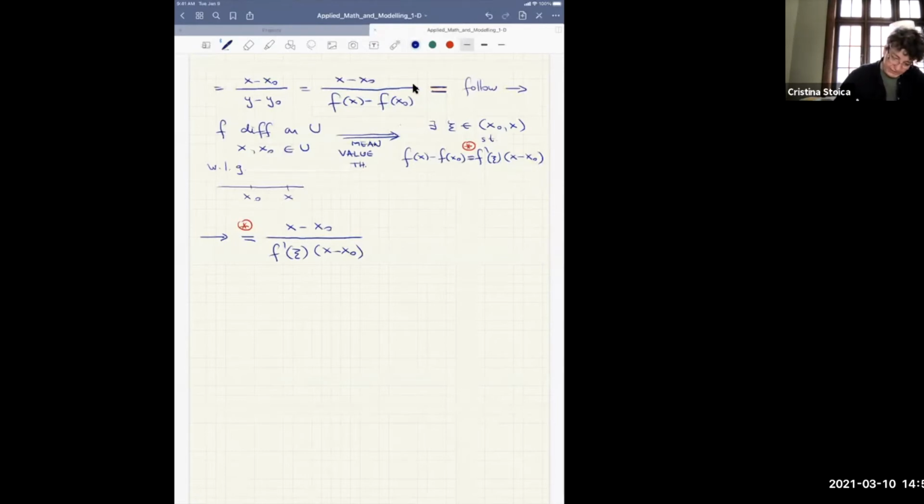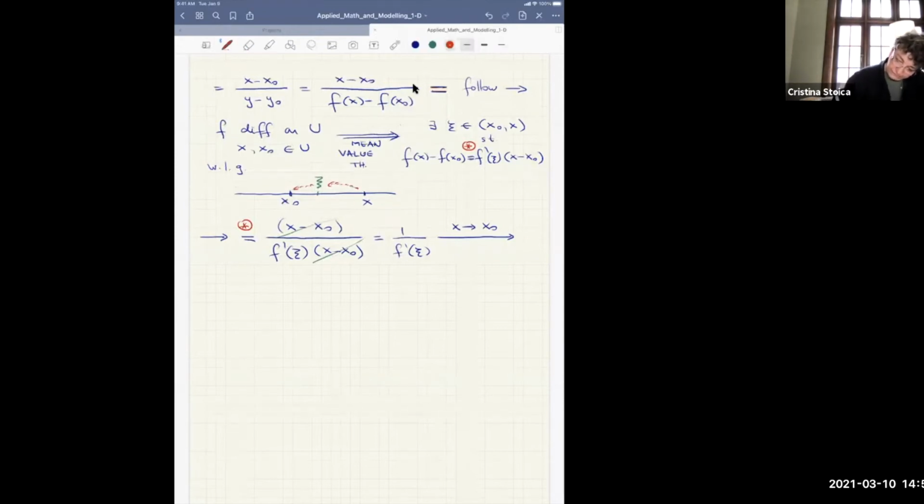Look what is going on. Yay! Okay, so it's 1 over f prime of psi, right? And now we're going to take the limit as x goes to x naught. And remember, psi is in between x naught and x, so it's somewhere here. And now I'm squishing in this guy. Squish, squish. Poor psi is forced to end up being x naught.